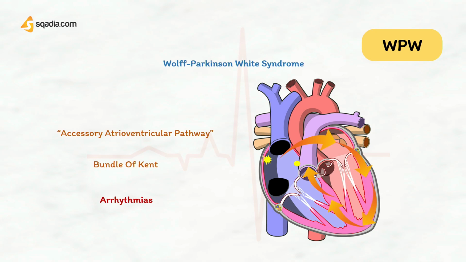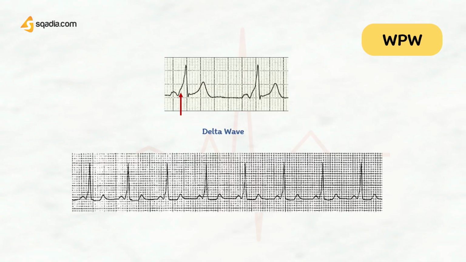This may lead to arrhythmias, and the classic finding on the ECG is a delta wave and a short PR interval. This occurs before the QRS complex caused by an accessory pathway. Due to the delta wave, the PR interval is short, so these together are the classic findings of WPW.